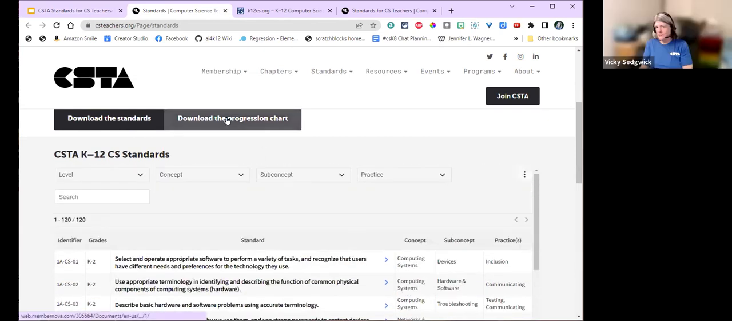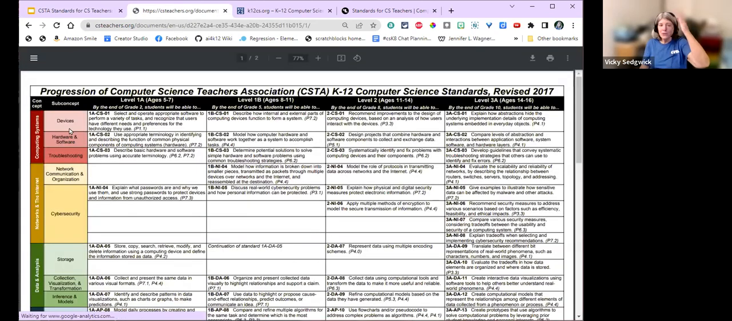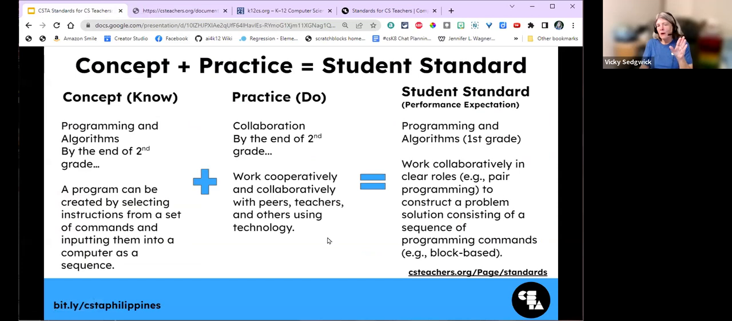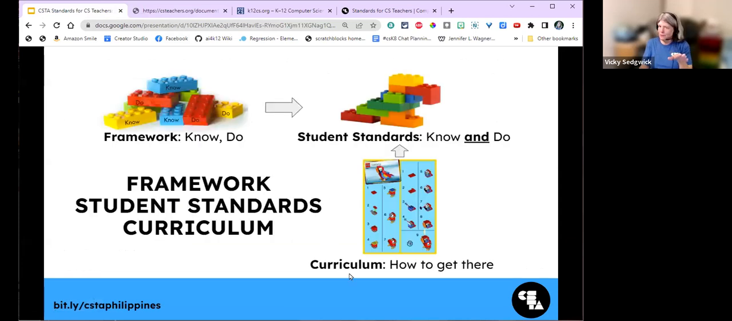I actually like to look at the progression chart, and if you haven't ever looked at the progression chart, it's nice to look at, because you can see this is the concept, computing systems, and then it goes into three sub-concepts, and then you can see across grade bands what students should be able to do. So you can kind of see how that progresses, right? But this is what students should be able to know and do.